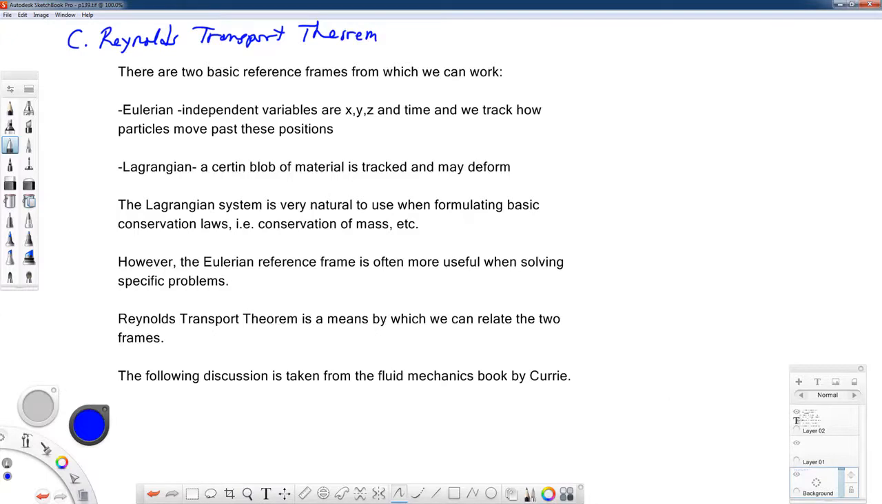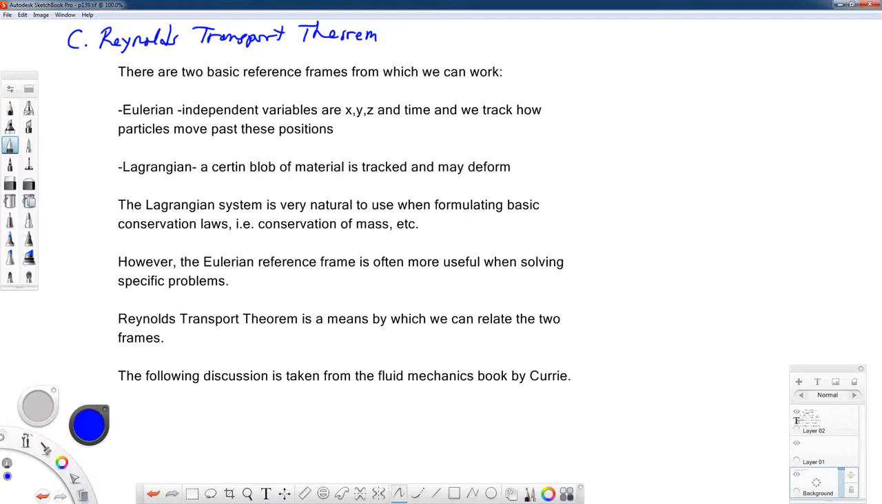So we'll continue this lecture then talking about Reynolds Transport Theorem. To give a little background, there are two basic reference frames from which we can work. We have the Eulerian reference frame, which has independent variables of x, y, and z, the spatial coordinates, and time, and we can track how particles move past these positions. So this is like the unit cell that we had the fluid flowing through. That cell was fixed in space, and we watch things go by it.